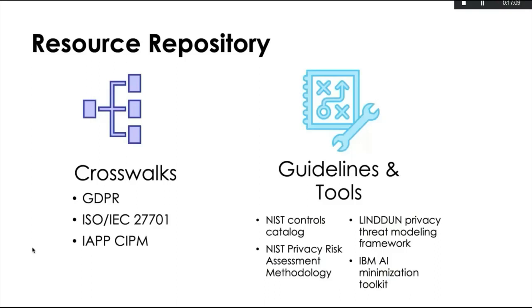Among the resources populating the repository are crosswalks, which map the framework to and from a variety of laws, regulations, and certifications. And the repository also contains numerous guidelines and tools to assist with privacy framework implementation. You can see a few of those listed, such as our privacy risk assessment methodology that I mentioned earlier, and a mapping to NIST's integrated catalog of privacy and security controls in special publication 800-53. Again, these resources are community generated, and so we always welcome more.